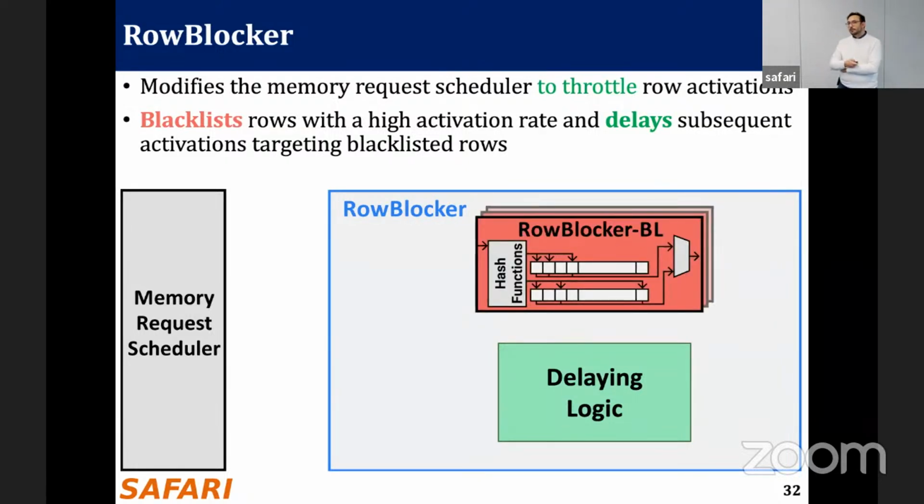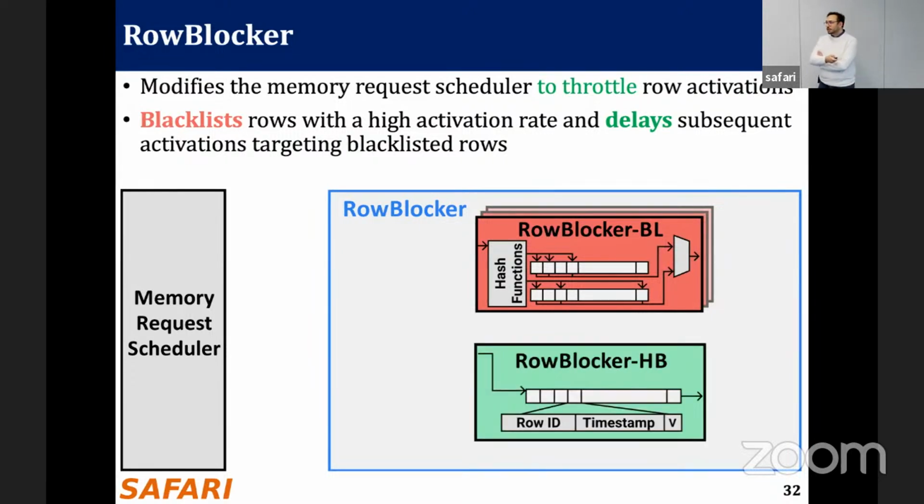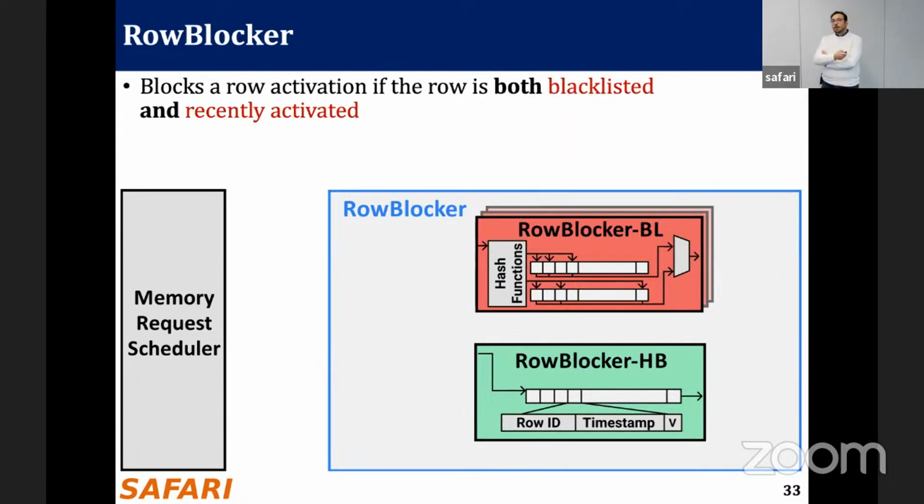The blacklisting component is called RowBlocker-BL. It implements counting Bloom filters inside. I will explain how they work. And the delaying logic is a simple history buffer. RowBlocker blocks a row activation if the row is both blacklisted and recently activated.